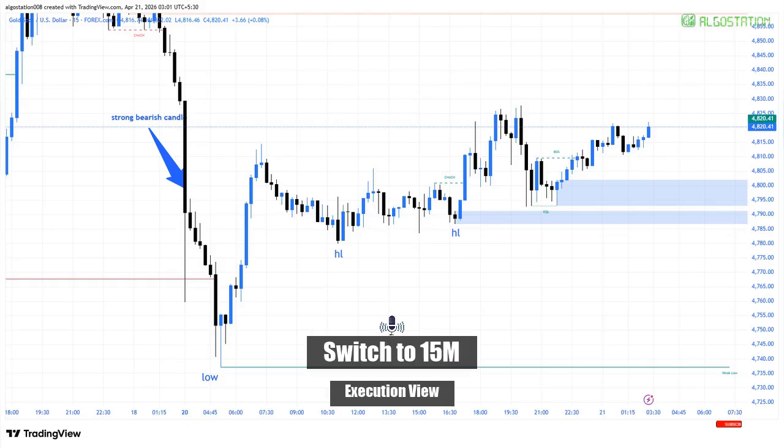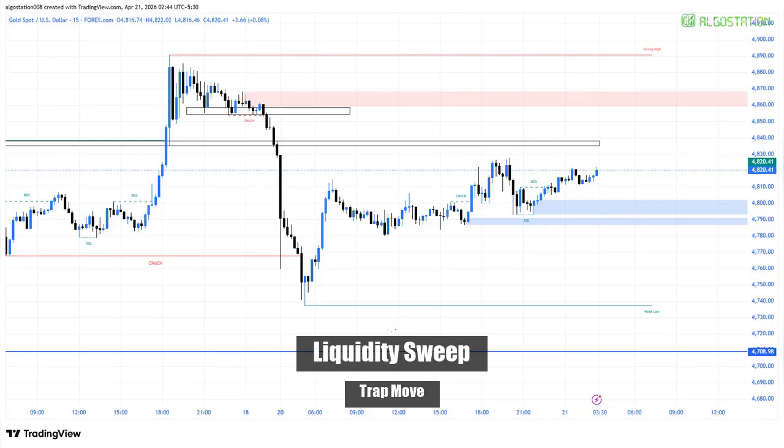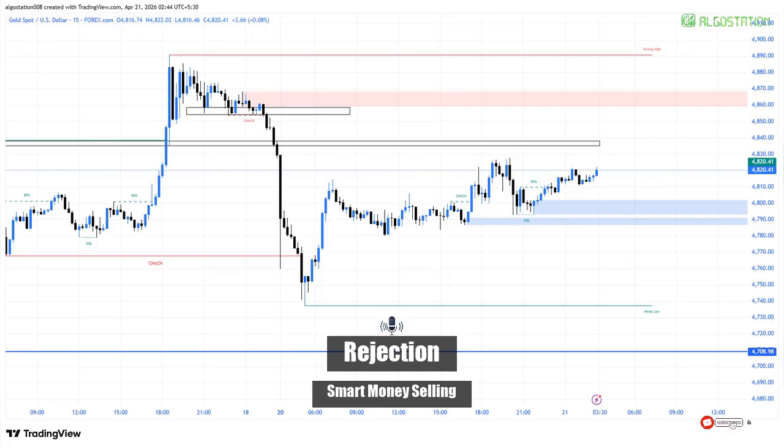Now let's move to the 15-minute time frame to understand what the market is doing right now. On the 15-minute chart, we get a clearer view of internal structure and short-term behavior. Here price sweeps the highs. This is a liquidity grab designed to trigger breakout buyers. Immediately after, we see rejection. That's your confirmation, institutions selling into that liquidity.